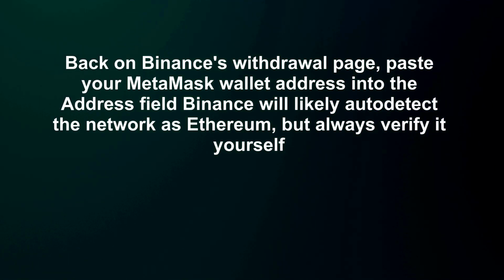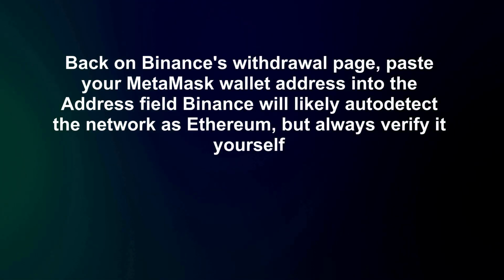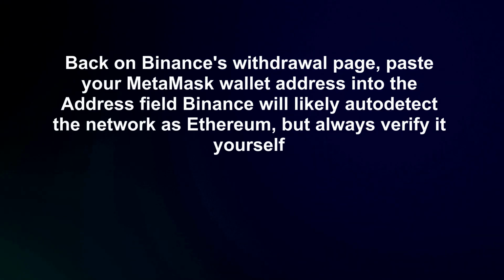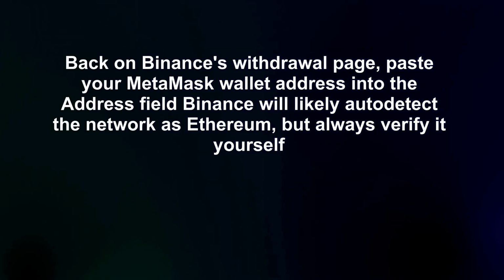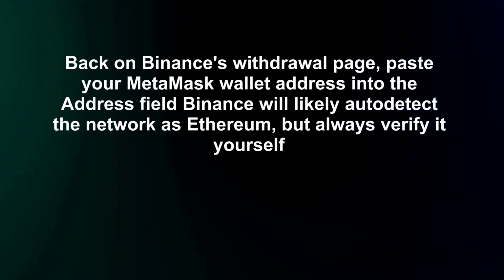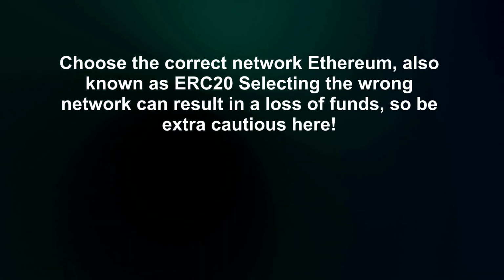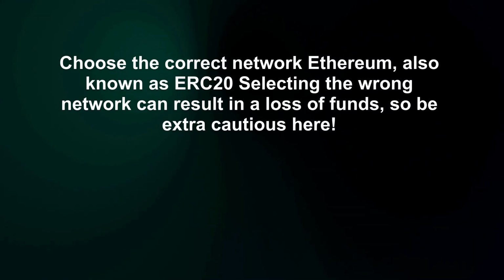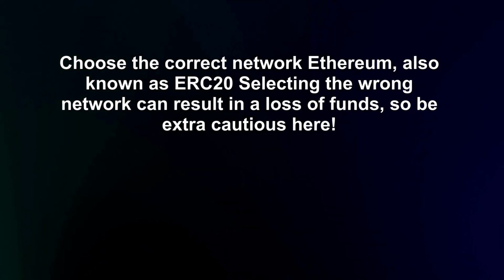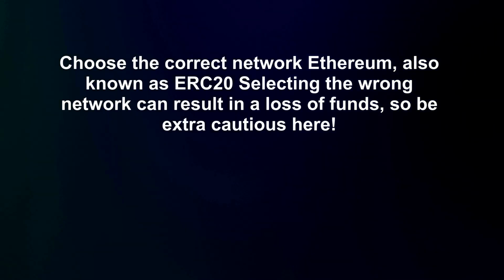Back on Binance's withdrawal page, paste your Metamask wallet address into the address field. Binance will likely auto-detect the network as Ethereum, but always verify it yourself. Choose the correct network: Ethereum, also known as ERC20. Selecting the wrong network can result in a loss of funds, so be extra cautious here.